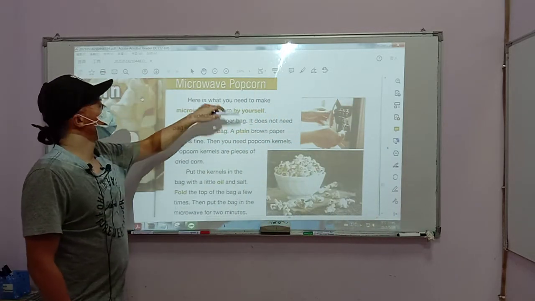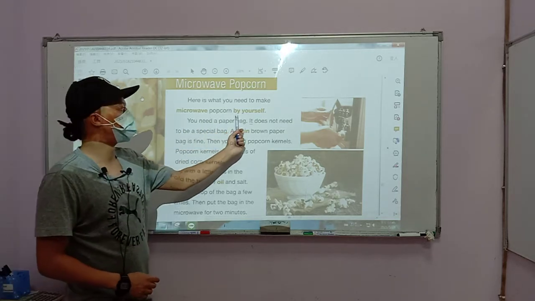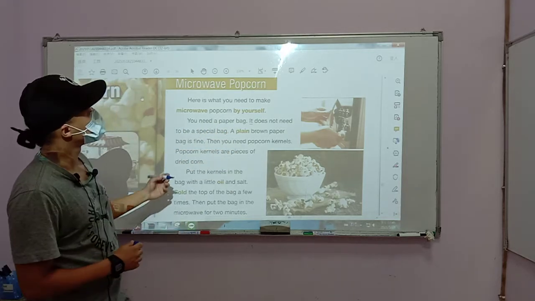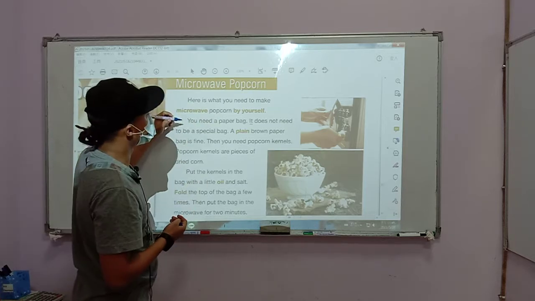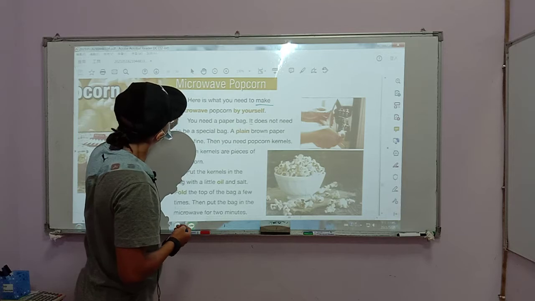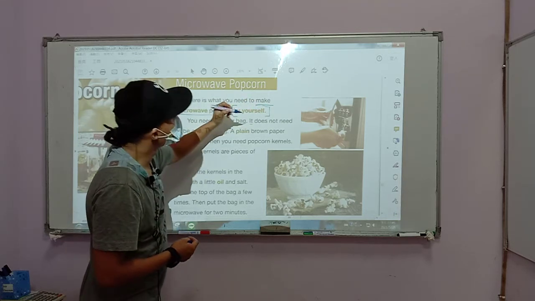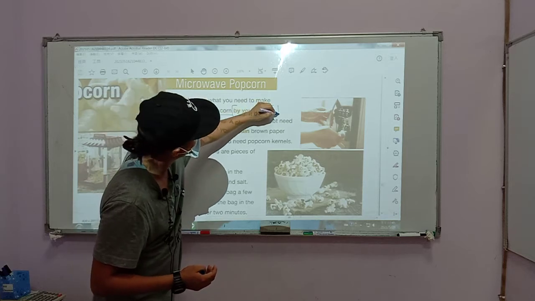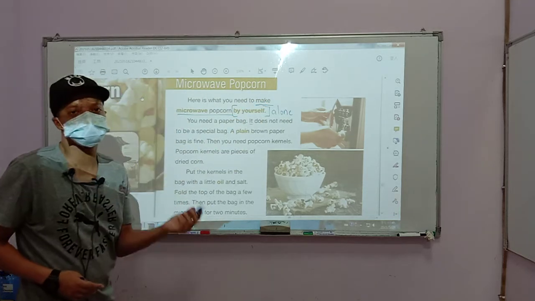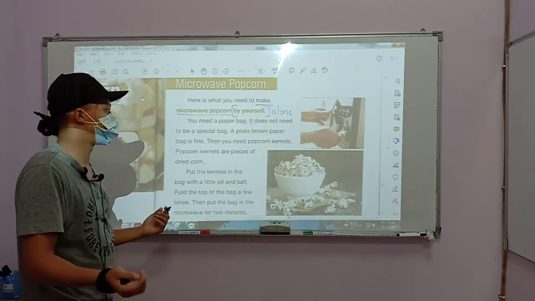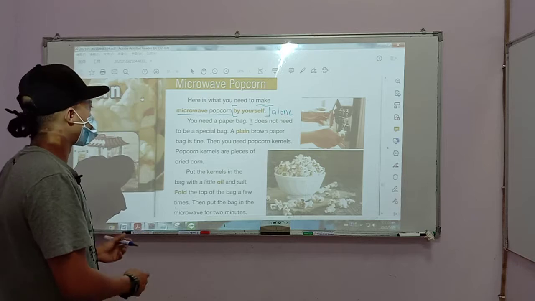Okay, alright, so let's look at any important sentences you might need to know. So here is what you need to make microwave popcorn by yourself. So they are saying that this is how you can make microwave popcorn and you can do it by yourself. So alone, okay? You don't need other people to help you.